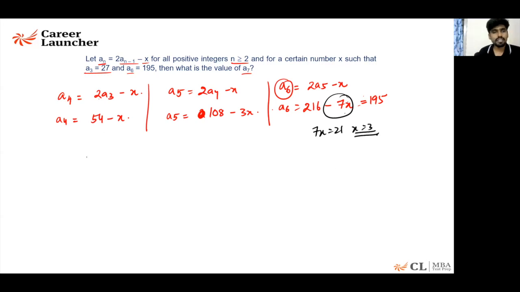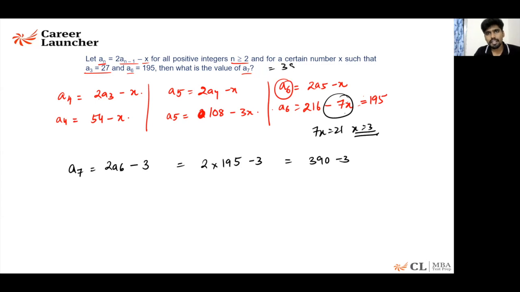So if x is equal to 3, we want to find the value of a7. A7 should be equal to 2a6 minus 3, which is equal to 2 times 195 minus 3, which should be equal to 390 minus 3, which is equal to 387.